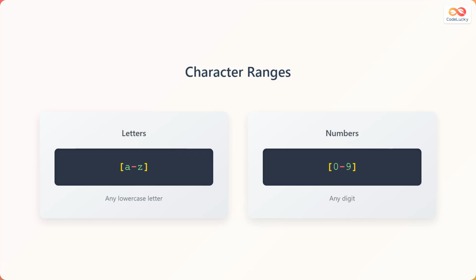You can also specify ranges of characters within character classes. For example, [a-z] matches any lowercase letter from a to z. Similarly, [0-9] matches any digit from 0 to 9. This is more efficient than writing out every character individually.